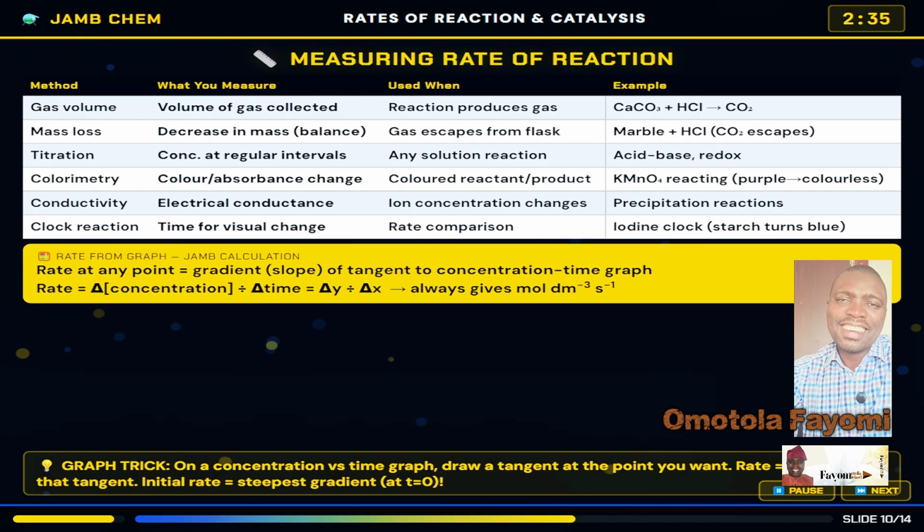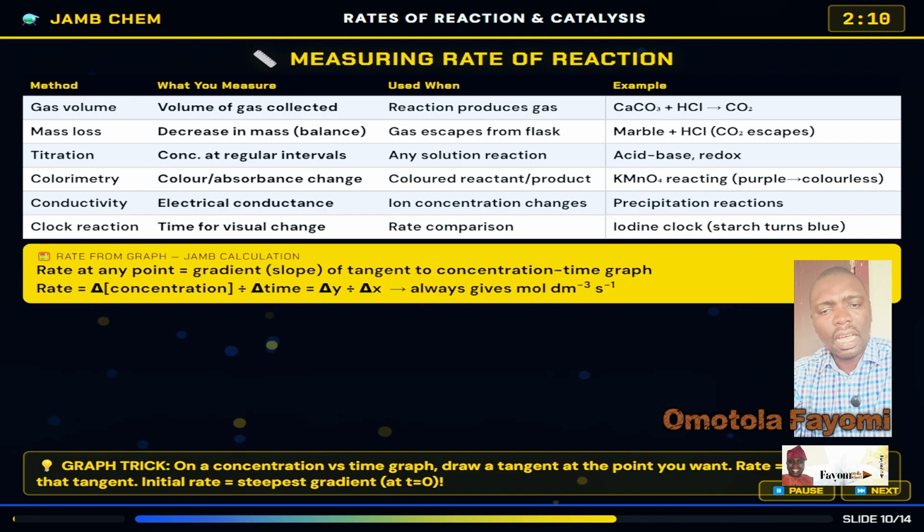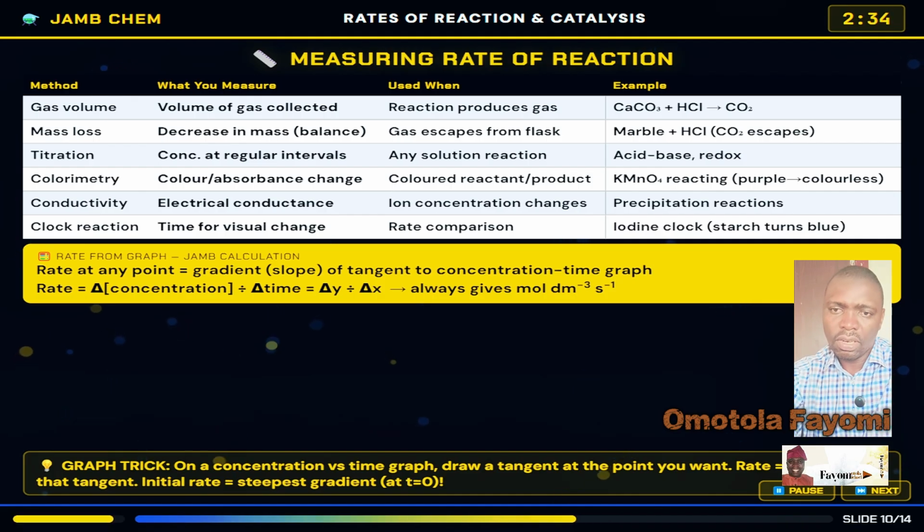Colorimetry is used if the reaction involves a color change, like purple permanganate becoming colorless. Use a colorimeter to measure absorbance over time. The clock reactions are beautifully dramatic. Mixed reactants undergo a sudden visible change after a delay. The longer the time before the change, the slower the rate. The iodine clock reaction, where a colorless solution suddenly turns blue-black with starch, is a JAMB favorite.